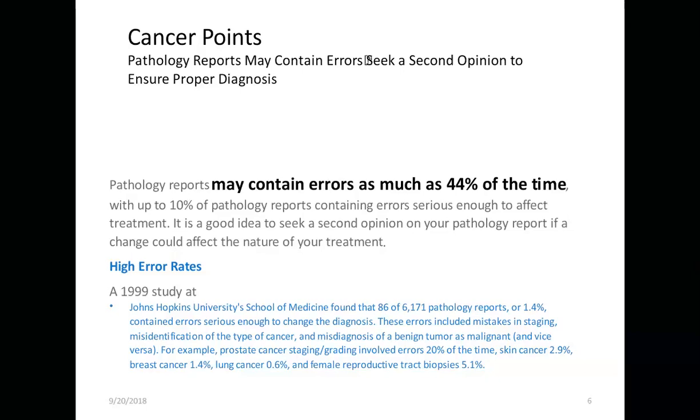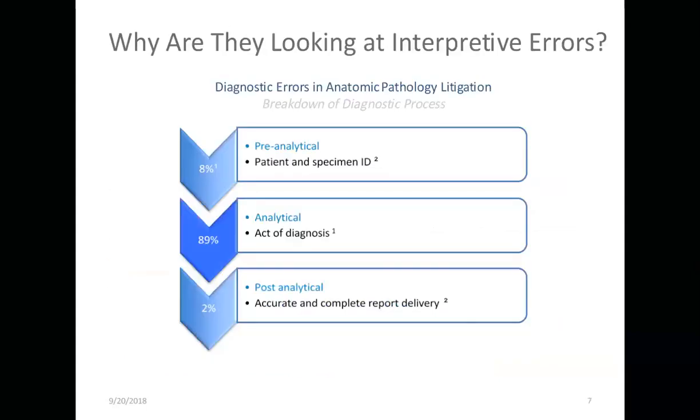In a 1999 study, Johns Hopkins University found that 86 of 6,000 pathology reports, or 1.4%, contained errors serious enough to change the diagnosis, which could be considered critical errors. Now, where do errors come from?